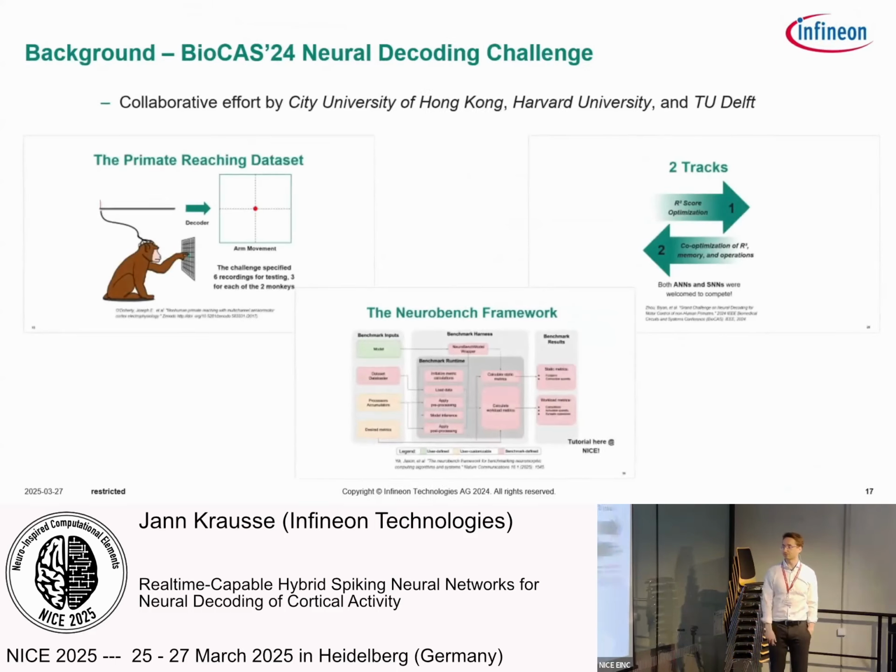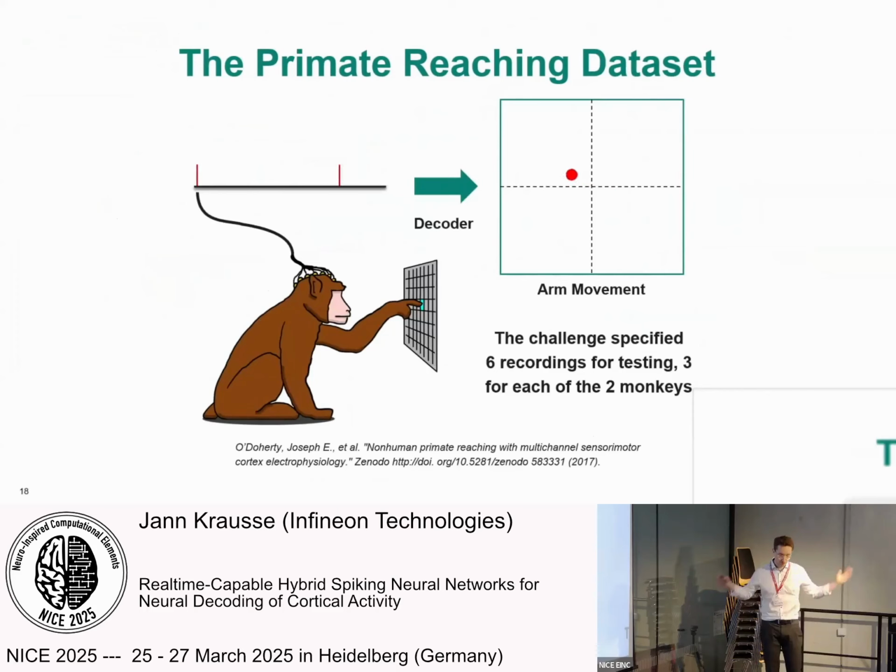They provided a data set and invited a lot of teams to compete, of course. The data set is the primate reaching data set. It is very interesting. You have two monkeys, named Indy and Loco, and their cortices were being recorded while following a target on a 2D screen. Now, you have the brain recordings, and the goal is to decode these cortical spike trains into the original arm movement. And the challenge then specified 6 recordings for testing, 3 for each of the two monkeys.